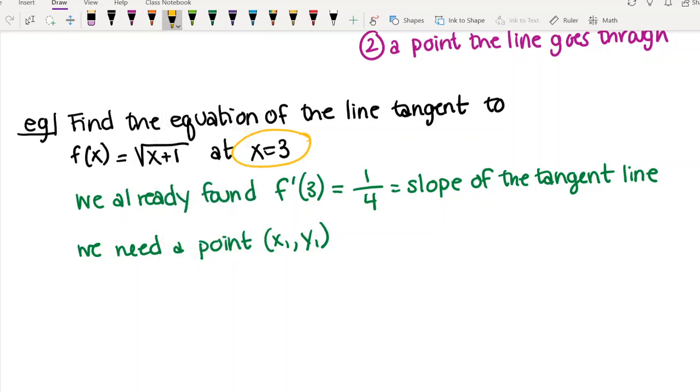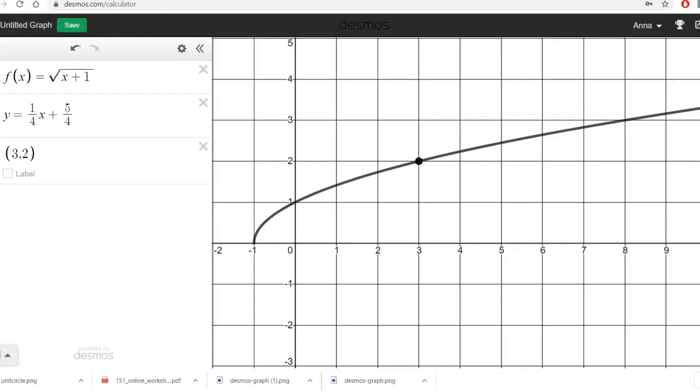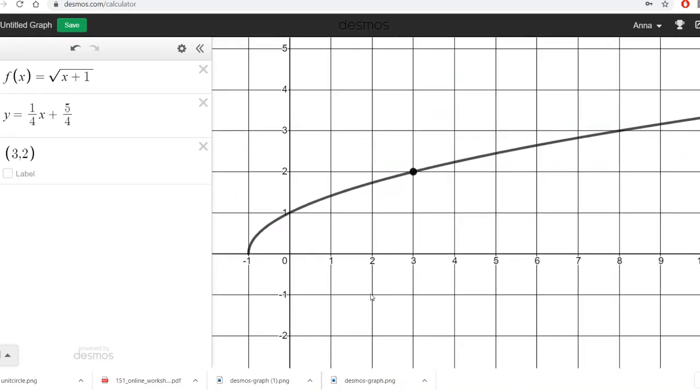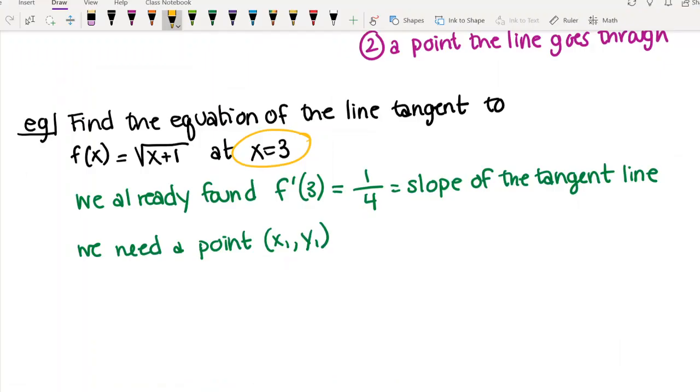And let me actually pull up a picture here. So here is the graph of square root of x plus 1. So here we have x is equal to 3. And so we're looking for the equation of the tangent line to the graph at that point. So we can see based on this graph that the y-coordinate of the point is 2, right? We have 3, 2. But let's say we didn't have that graph in front of us. So how would you figure out what that y-coordinate is?